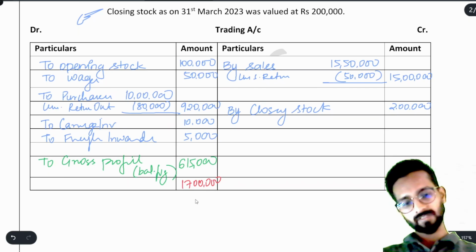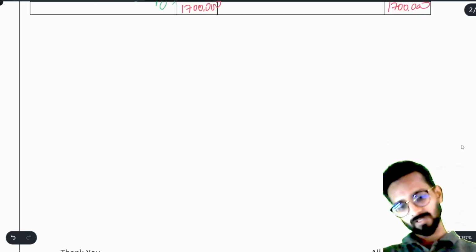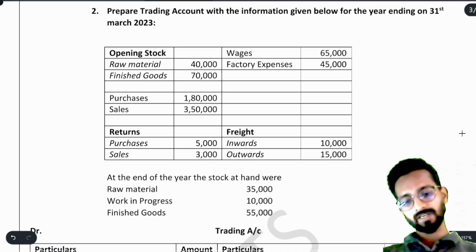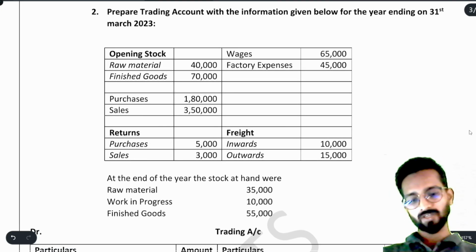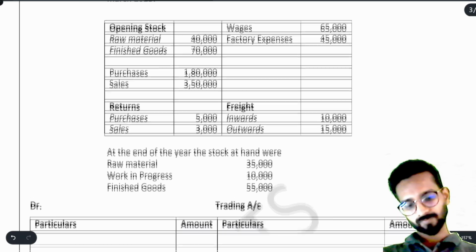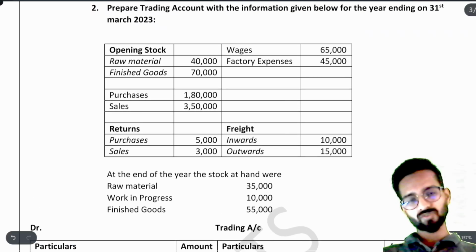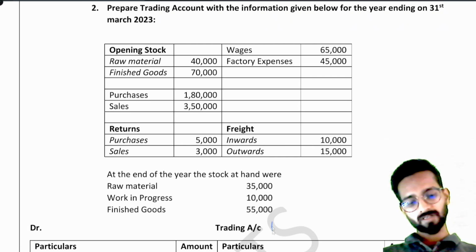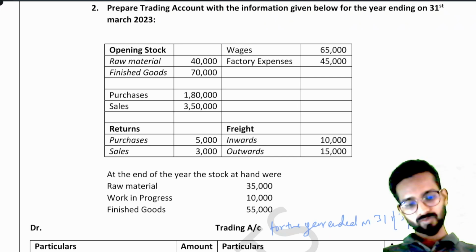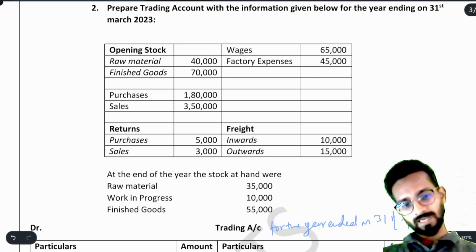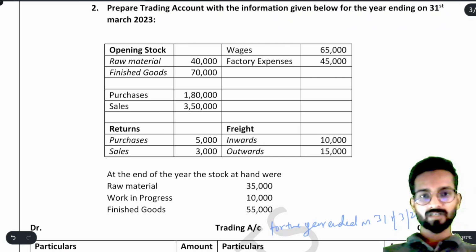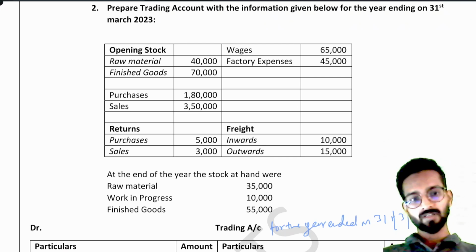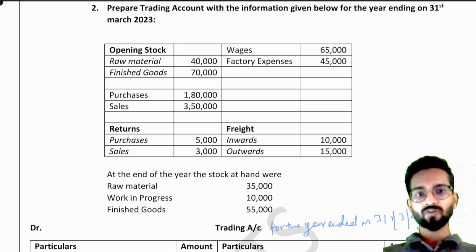Okay. Now after this, capsule number 2. Prepare trading account with the information given below for the year ending on 31st March 2023. Remember a few important things, okay, to improve your presentation in the answer. When we are preparing trading account, you can write trading account for the year ended on 31st March 23. And if the name is given, say Arts Limited or anything, you can write that also. Okay. For the year ended on 31st March 23 for Arts Limited.